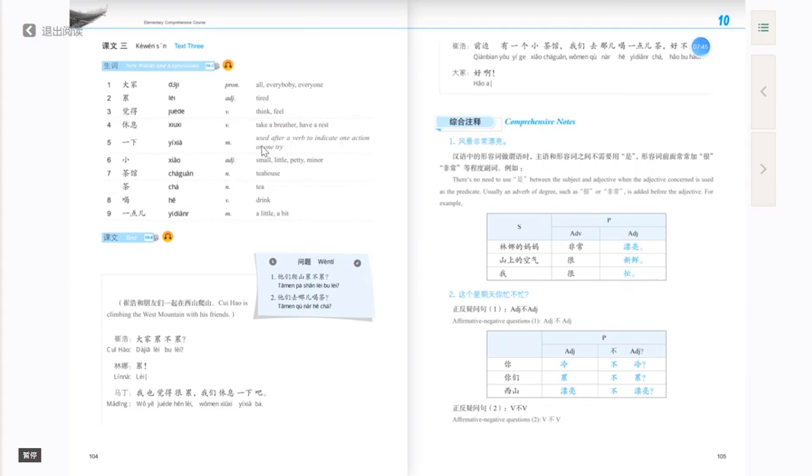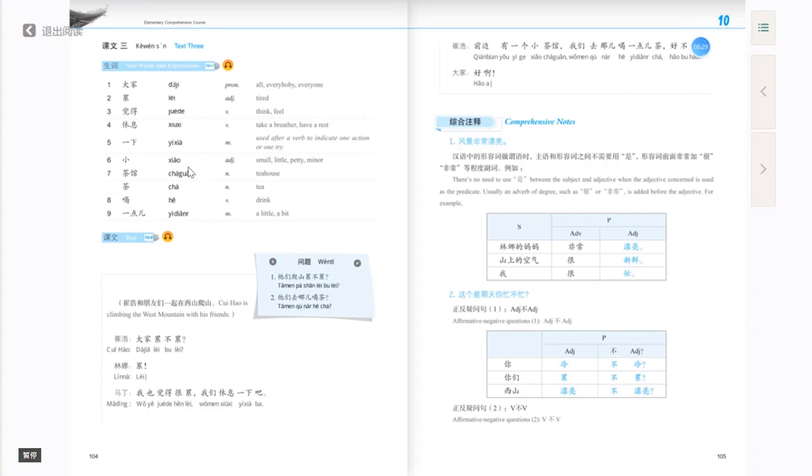So this is an expression used after a verb to indicate one action or one try. Okay, so later we'll repeat this again. Like to take a rest a little bit. So you can say 休息一下, right? To indicate this is one action that won't last too long. It's just one try, a little bit. You do this action just for a little bit, not too much. Okay, so this is what 一下 means. 休息一下, to rest a little bit.